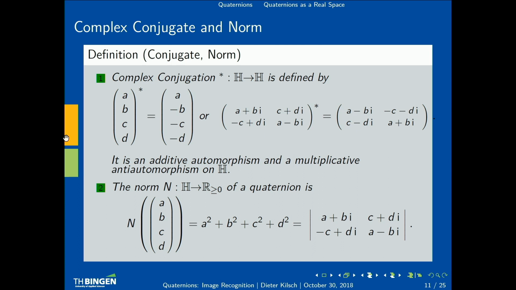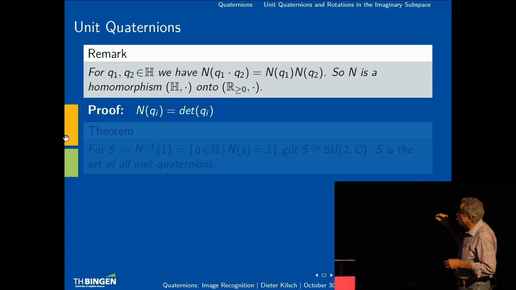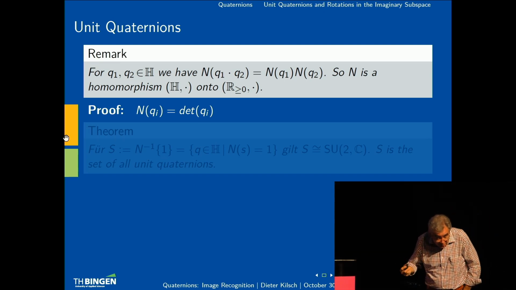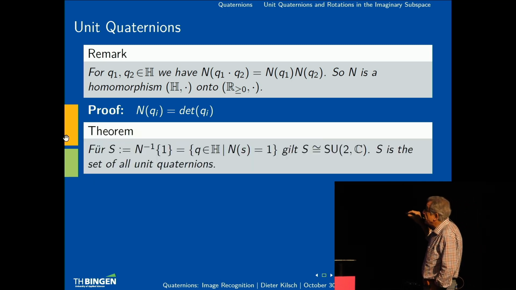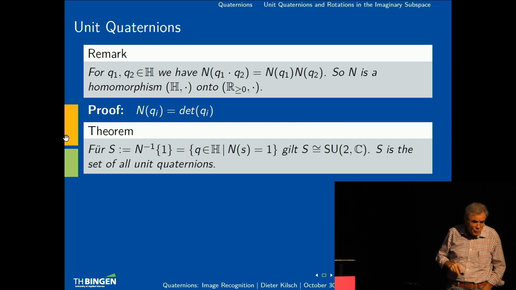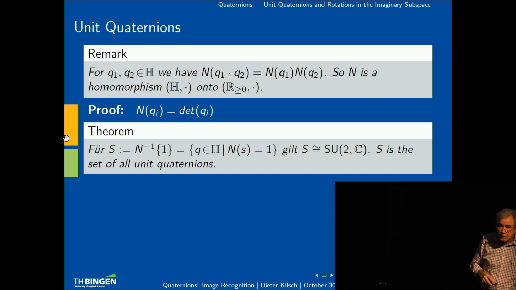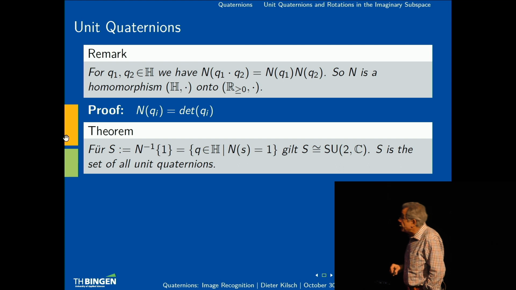Okay, now there's important things to talk about units. What is a unit? You got from matrices the idea of a determinant. So if the element has determinant 1, it's a special matrix. And the same we do with the quaternions. We define the norm, which is the determinant of the matrix, and the norm is multiplicative as the determinant is, so we can look at the unit quaternions. These are all the quaternions whose norm or whose determinant is 1. And they form a group.